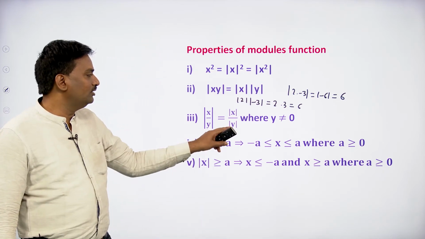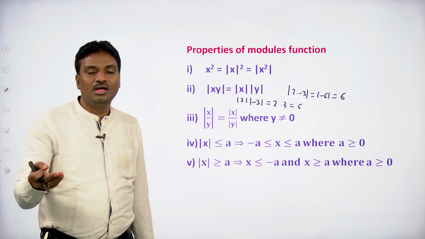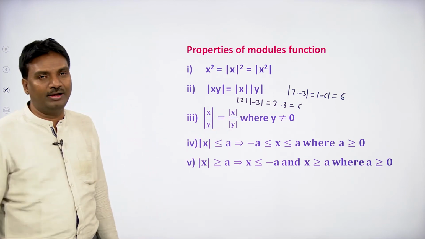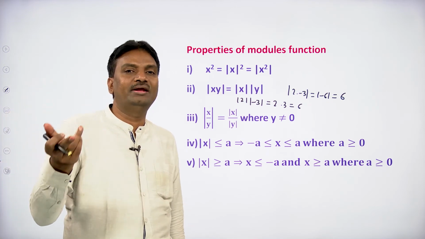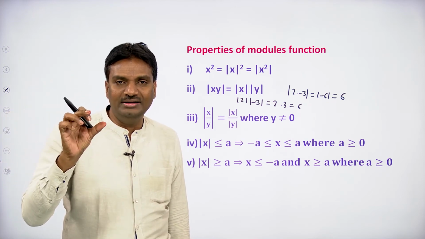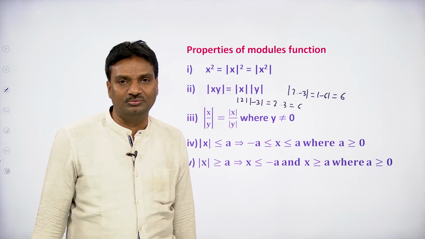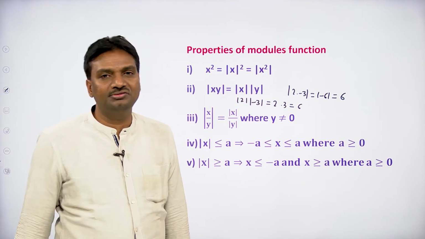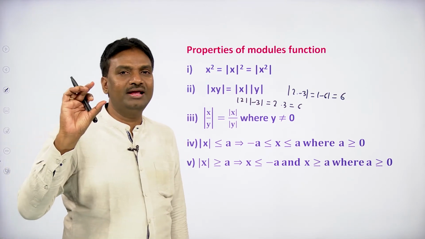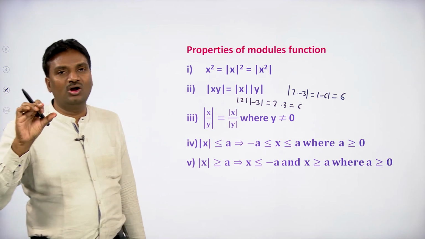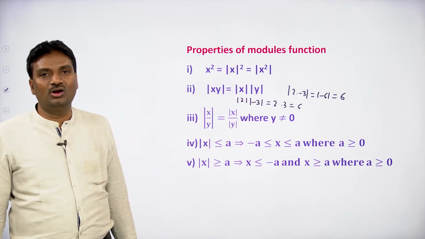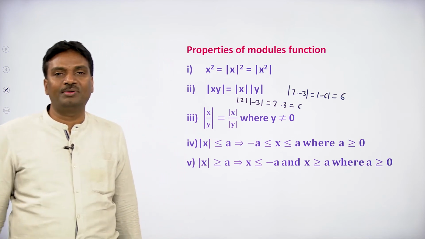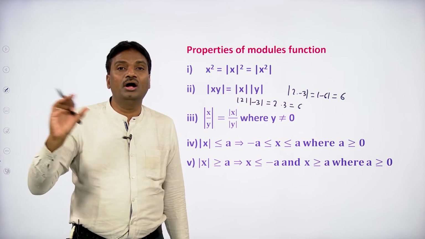If you take y equal to 0, modulus of x by mod 0. Mod 0 means something by 0, you will get infinity, not defined. Whatever the value in the numerator may be, if the denominator is 0, then we can't define that value. So something by 0 is infinity, 0 by something is 0. In the numerator you may take any value, but if the denominator is 0, then the value of that expression or fraction is not defined.